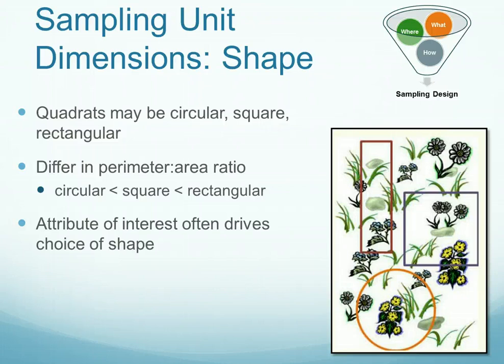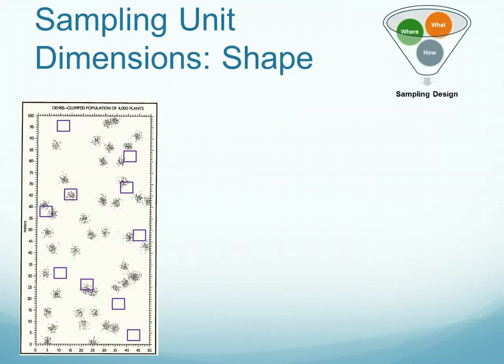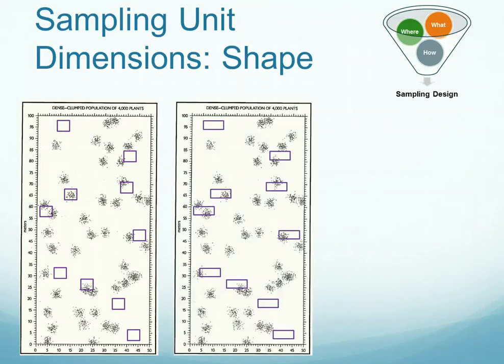These differ in the amount of perimeter to area ratio, with circles having the lowest and rectangles having the highest perimeter to area ratio. In general, the attribute of interest and the vegetation often drives our choice about shape. Let's look at what happens if we alter the shape from square to rectangular.